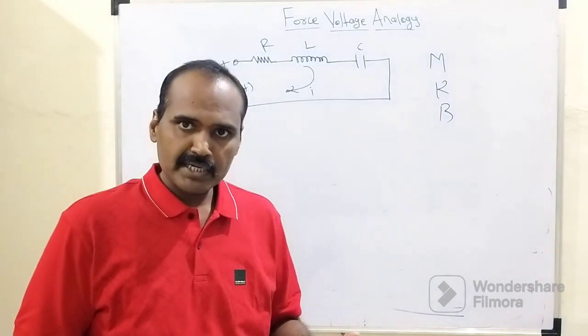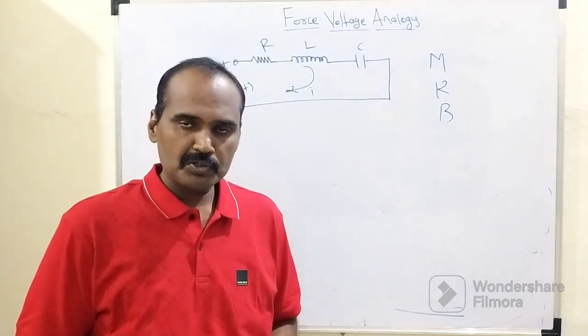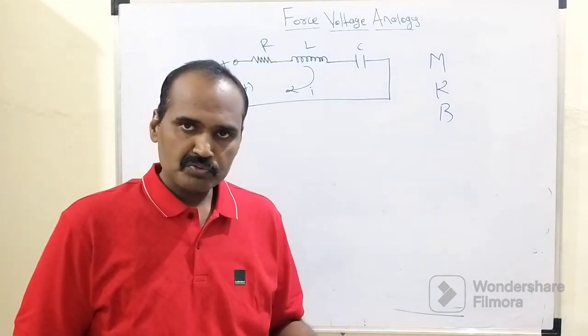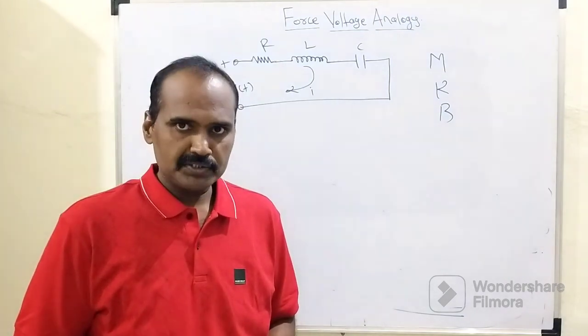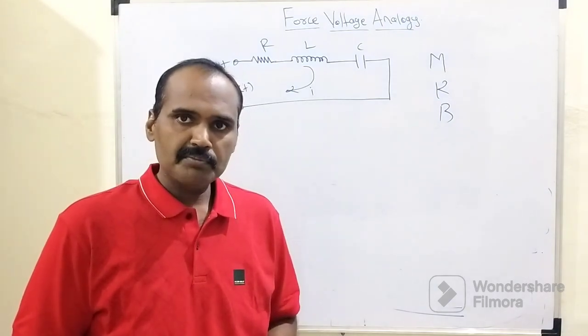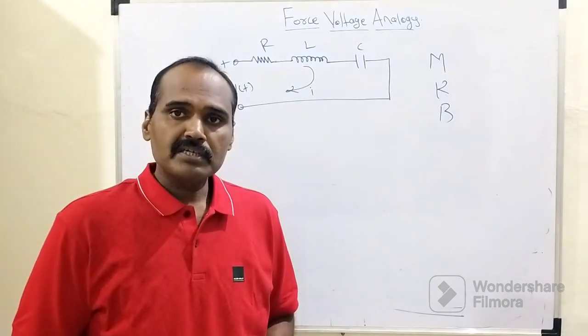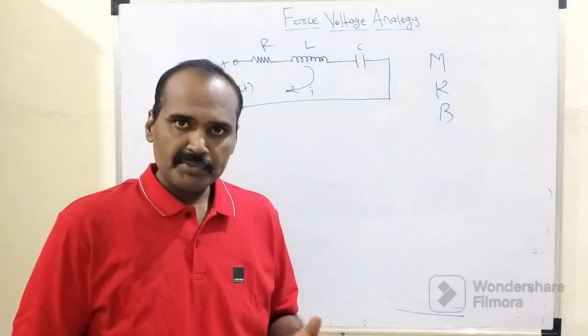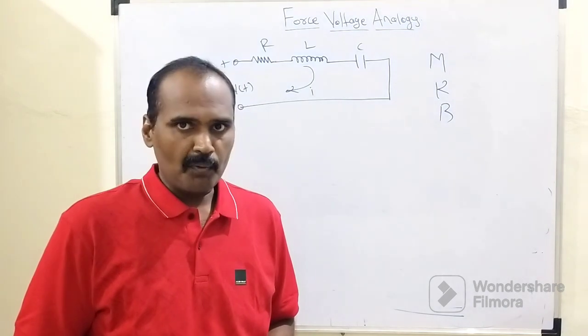Basically, there are two different types of analogous techniques we have. Their names are nothing but the force voltage analogy and the force current analogy, right? So the objective behind these two analogous schemes is to obtain the system equation of the given control system when it is described in mechanical form, right?